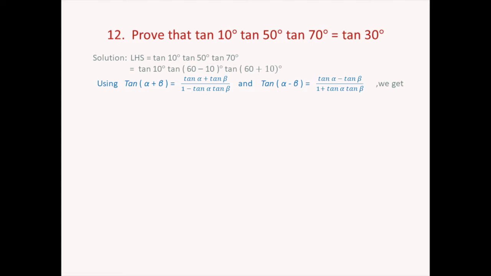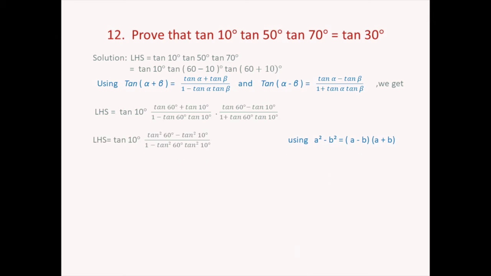Now I know the identity is tan of A plus B giving me tan A plus tan B upon 1 minus tan A tan B. Similarly tan of A minus B giving me tan A minus tan B upon 1 plus tan A tan B. I am going to apply that to tan of 60 minus 10 and tan of 60 plus 10. When I do that, I observe that in the numerators, I get tan 60 plus tan 10 into tan 60 minus tan 10. And similarly in the denominator I get 1 minus tan 60 tan 10 into 1 plus tan 60 tan 10.